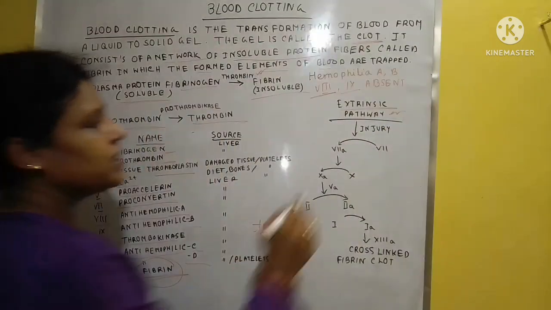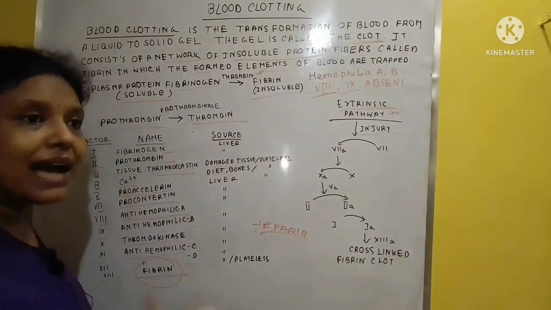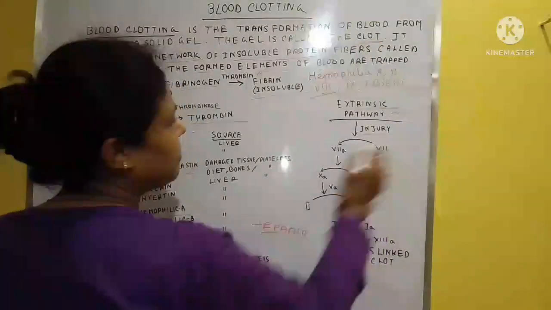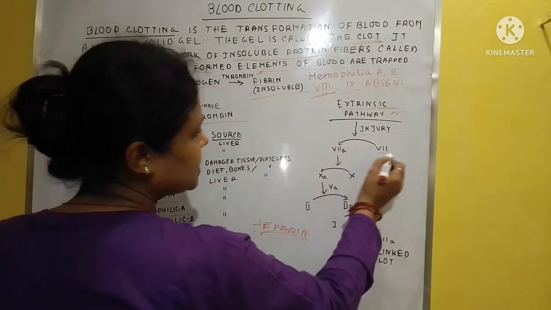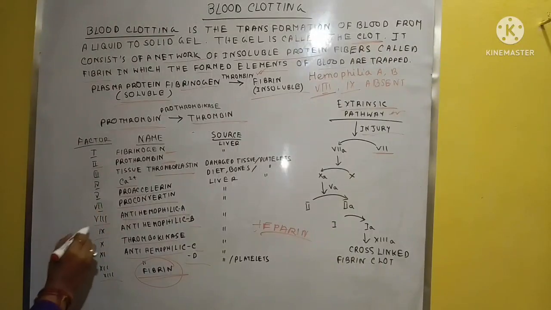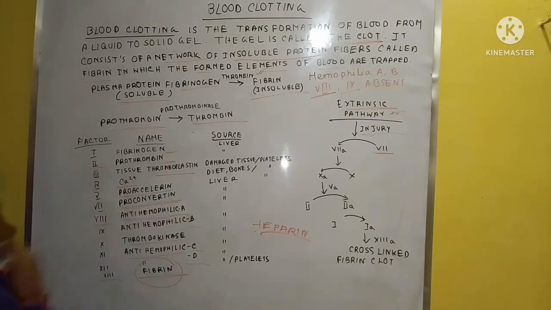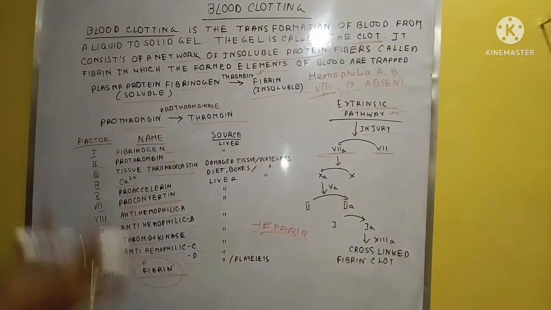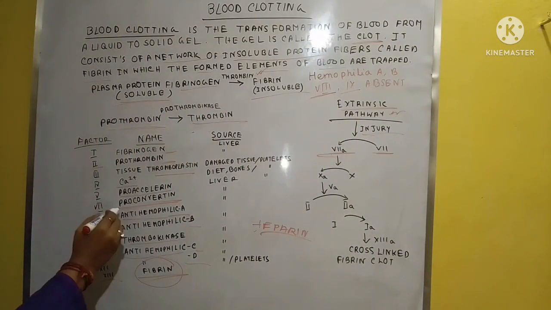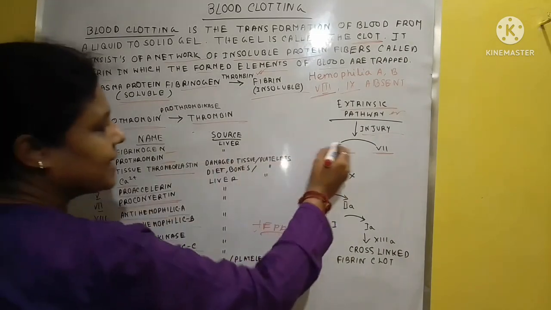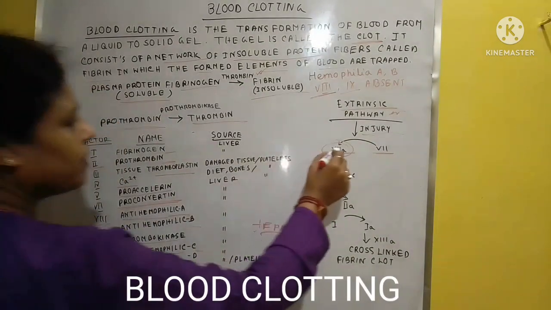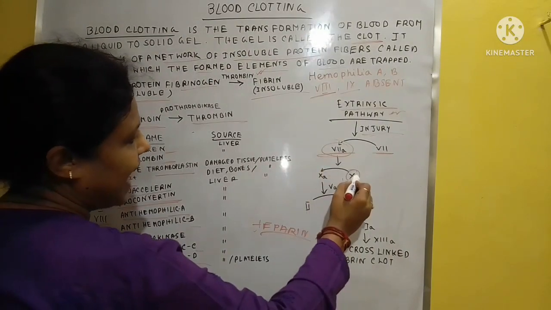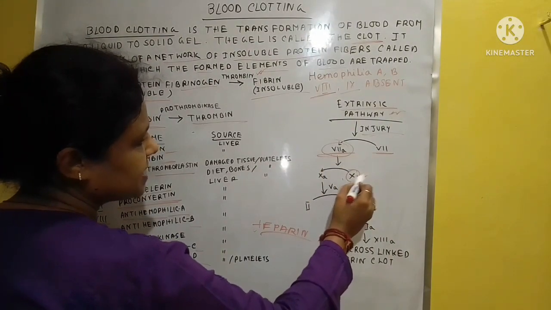In this case, when the injury happens or the blood is secreted from the cut part of the body, what happens? The transformation of factor 7, the proconvertin, which changes to the active form. This activated proconvertin then activates the X factor.